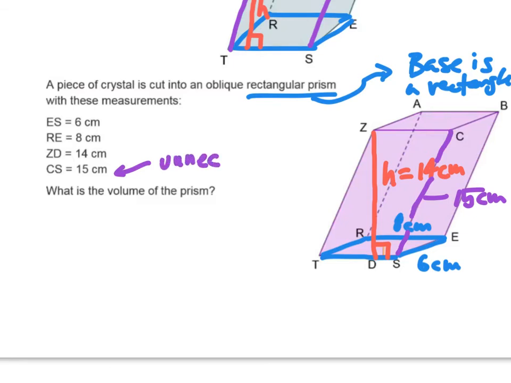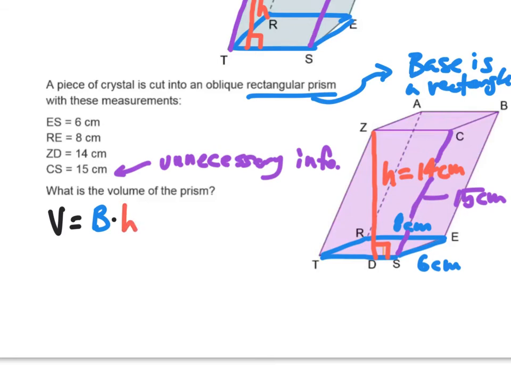We want to make sure we only use the necessary information. I spelled that wrong. Don't have spell check when you're writing by hand. You guys can let me know what the spelling is. But this length doesn't tell me anything. I'm only concerned about the area of my base and the height of my prism, because remember, our volume is the formula: the area of the base times the height of my prism.